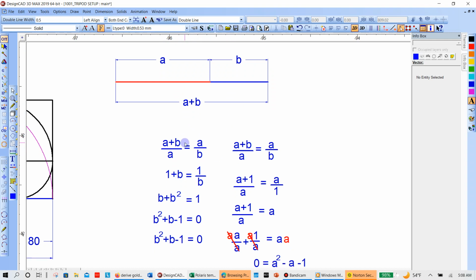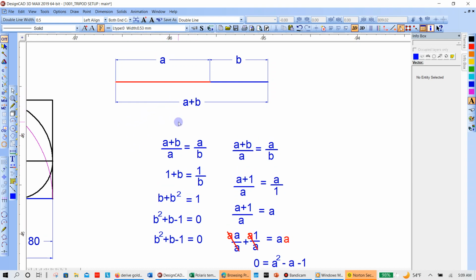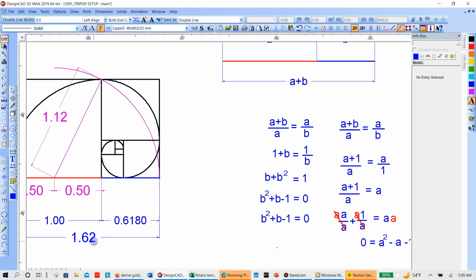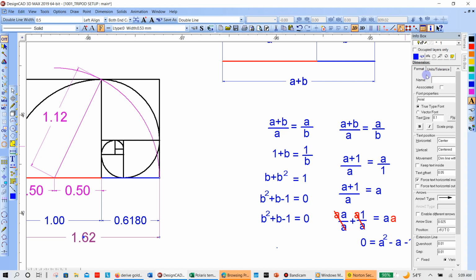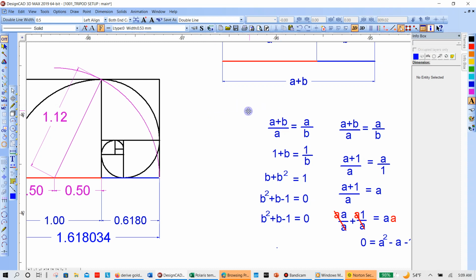And then, if you divide the whole, a plus b, by a, it's going to equal the same decimal as a divided by b. We'll get into that actual decimal, 1.6 in this case, 1.681. It's one of the numbers that goes on forever.